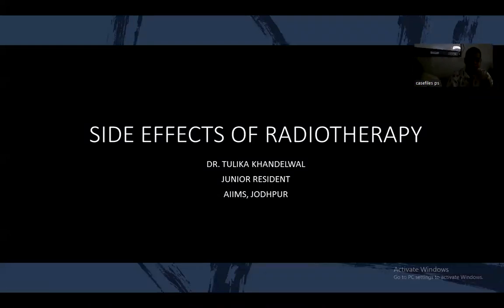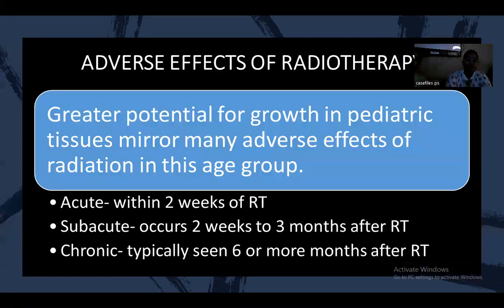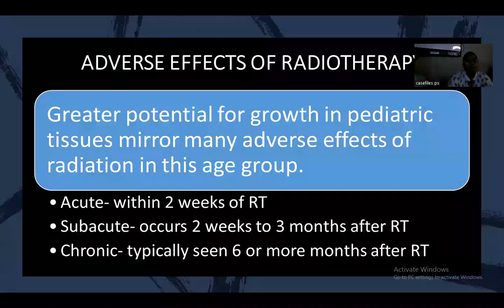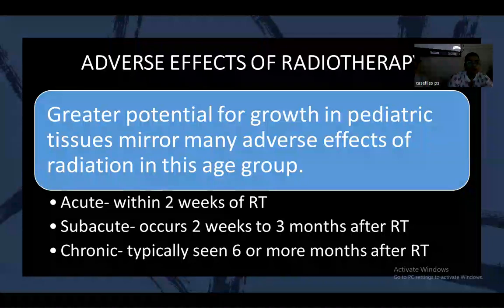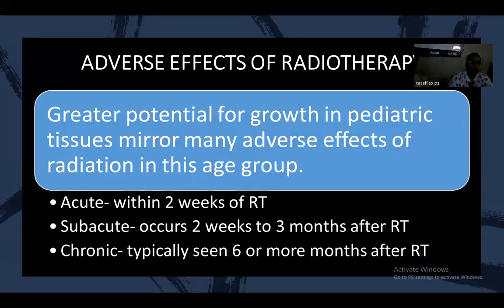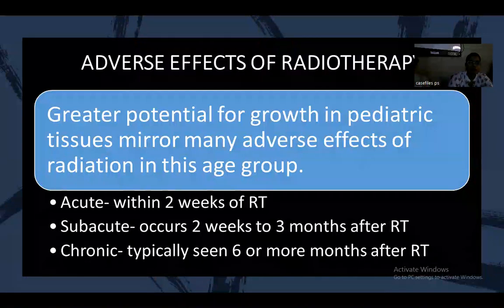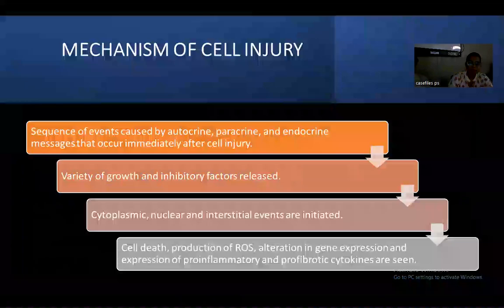Good morning, everyone. Now we are going to discuss the side effects of the radiotherapy. There is greater potential for growth in pediatric tissue, which mirrors many side effects of radiation in this age group. We can classify the adverse effects into 3 groups. Acute, that occurs within 2 weeks of radiation therapy. Then second is subacute, that occurs between 2 weeks to 3 months after radiation therapy. And the third is chronic, that is typically seen 6 or more months after radiation therapy.